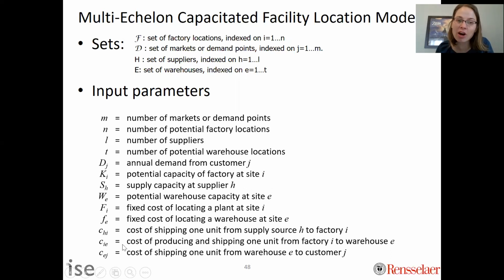And then we have these costs of shipping, which we had c_ij in the last one. Well, now we have 3 places. We need to know the shipping from a source to a factory, from a factory to a warehouse, and from a warehouse to a customer. Again, input parameters are just pieces of data, so you just have a more complicated data set. That's not inherently bad, but it is a lot more information.